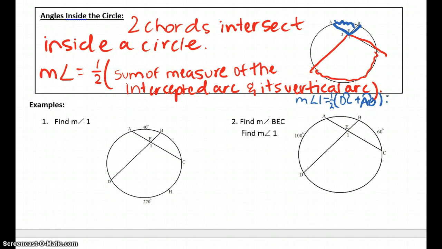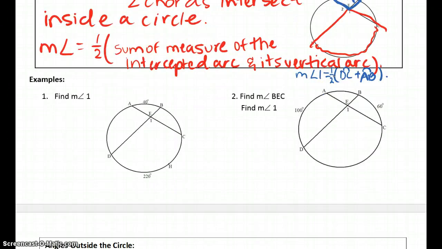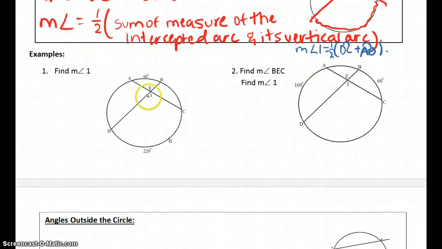So if we go to the first example here, the measure of angle 1. Okay, so here is angle 1. I'm going to go ahead and just highlight this angle so I can find the arc that it intersects and its vertical. So I know that angle 1 is inside the circle, so I'm going to be taking 1/2 times the sum of its arc. Angle 1's arc is 220, and I'm going to be adding the vertical arc, and that is the arc that is back to back with this. So I just find that vertical angle to angle 1 and use the arc that that vertical angle intercepts. So that one would be 40.